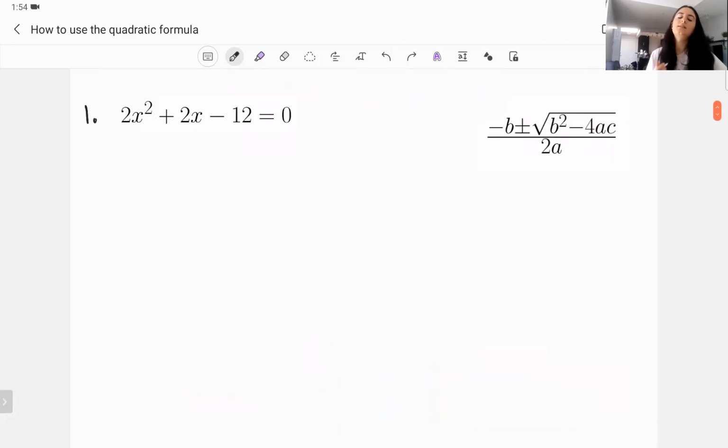The first example we're going to solve is 2x squared plus 2x minus 12 equals 0. I know that this is a quadratic equation because the biggest exponent here is a 2. I've also put the quadratic formula over here for reference. If you look at that formula, you see that there are a's, b's, and c's in it. So the first thing we need to do is figure out what a, b, and c are.